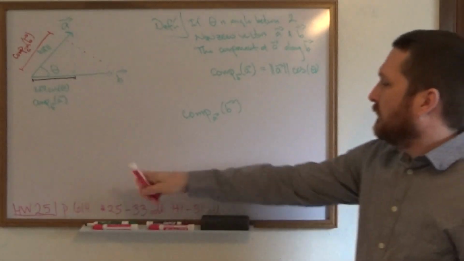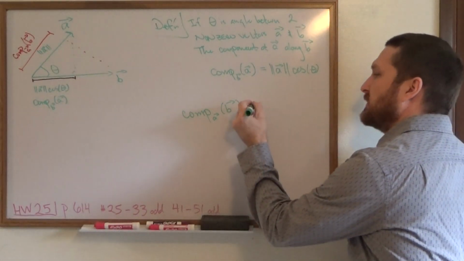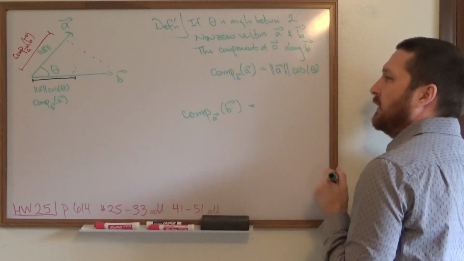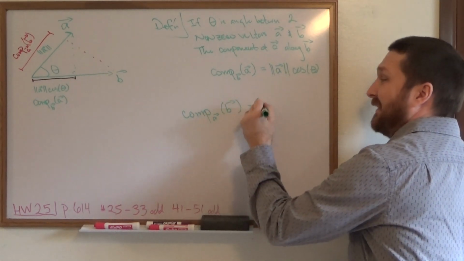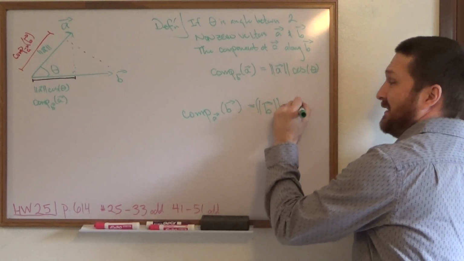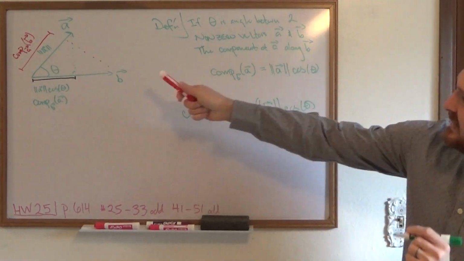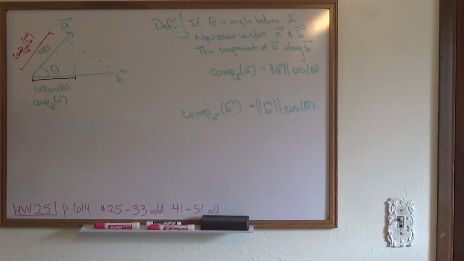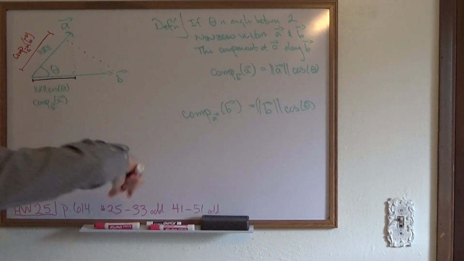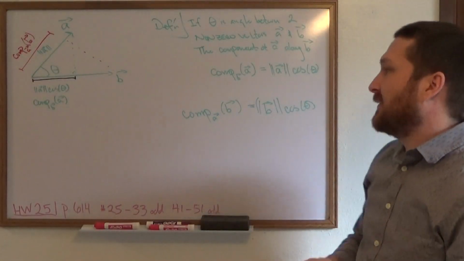Okay? And here, you tell me, what would the formula for this be? Magnitude of B, cosine theta. Yeah, it's still cosine theta. Right? Cosine theta would be adjacent over the magnitude of B. And so that would be the adjacent side. And we do the same kind of thing in order to find it. And yeah, that's all that is.